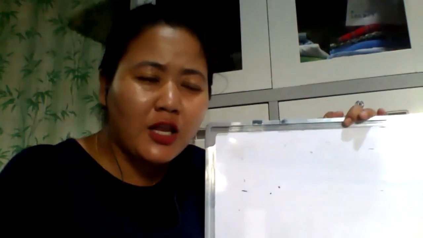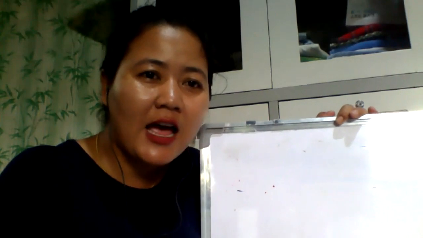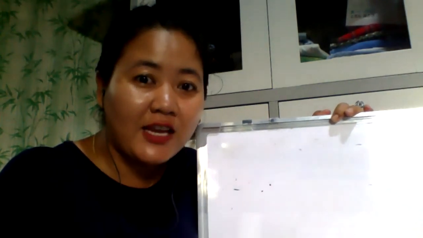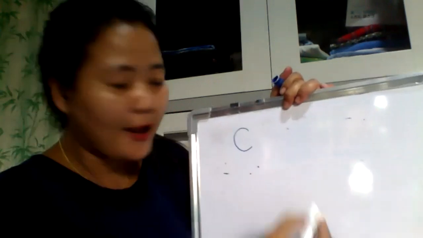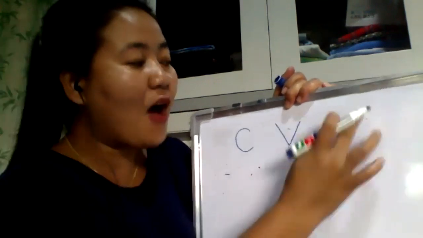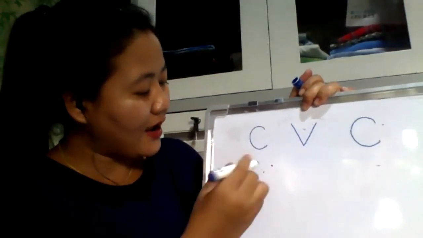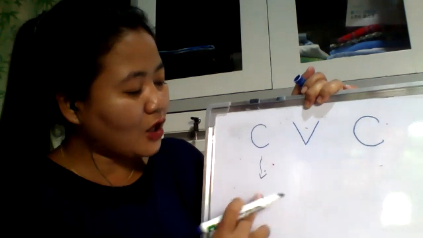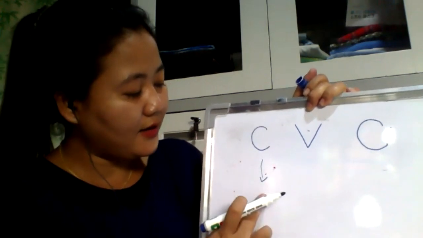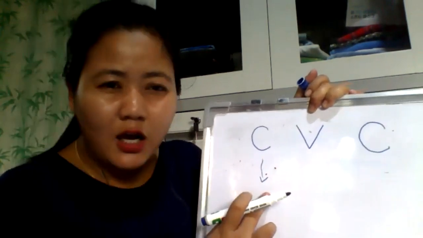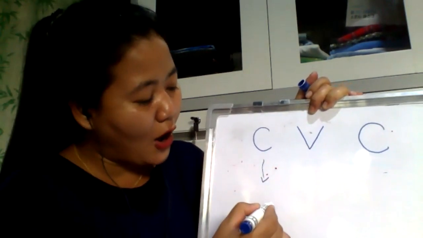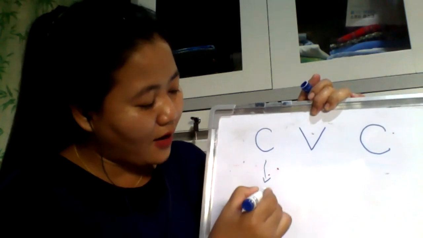Okay, now look at Miss Lumpy. We're gonna learn CVC this time. This is the time to learn CVC. C stands for consonant, V stands for vowel, and C stands for consonant. So everyone here, we're gonna write one consonant. What is the sound of B?